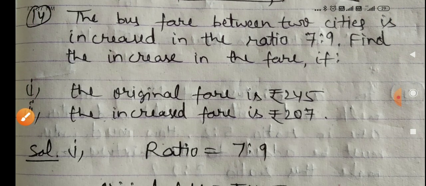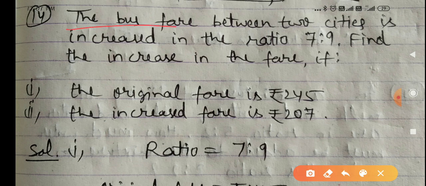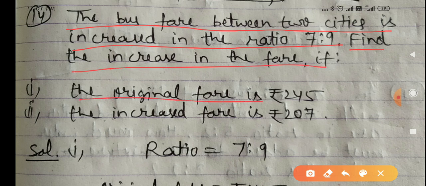Now question number 14 you see: the bus fare between two cities is increased in the ratio 7:9. Find the increase in the fare if the original fare is 245. Second part, increased fare is 207. I told you in the starting of the video I will explain increase or decrease in a ratio. Listen. Ratio is given, 7 is to 9, and the quantity is increased in this ratio 7 is to 9. So what will be the increased quantity? That I am going to tell you.